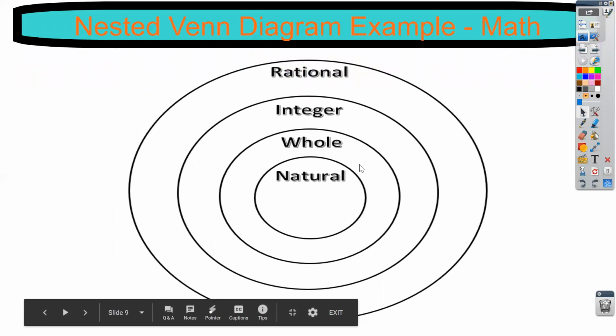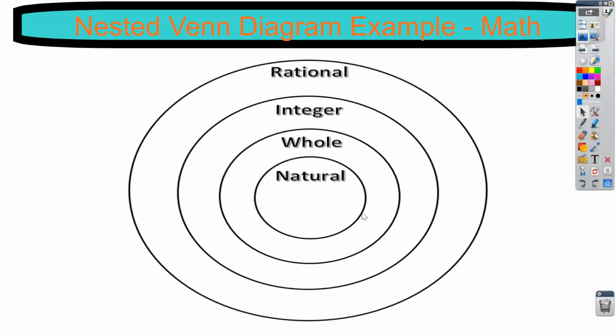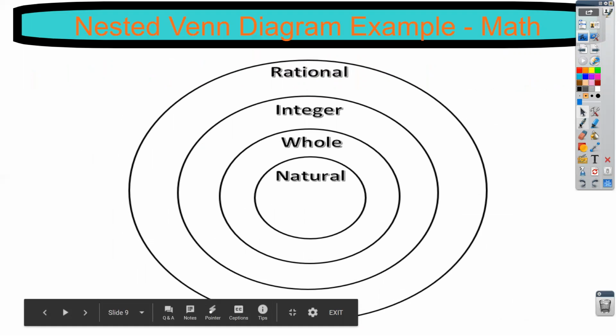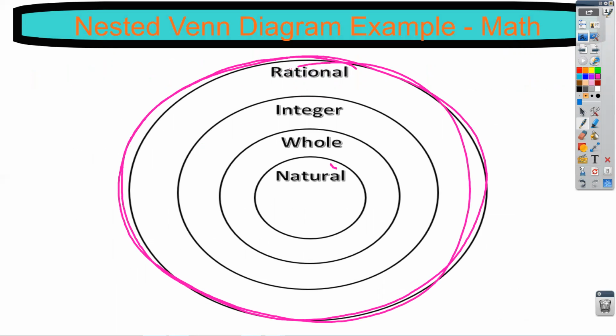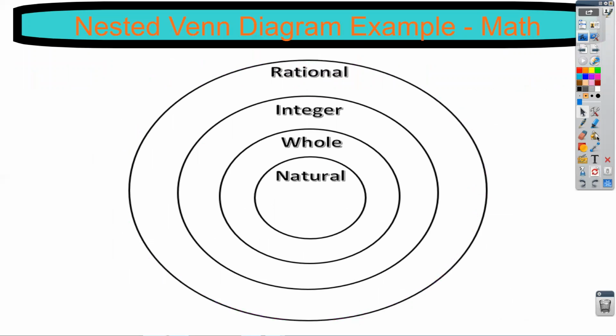Now, if we look at this Venn diagram, you can see that we have natural numbers in the center. So every single natural number is a rational number. Because if I circle my rational circle, then natural is inside of it. So it's very, very important to look at how we read this.